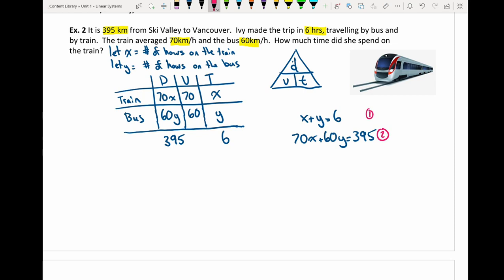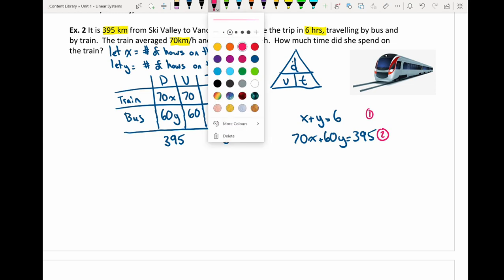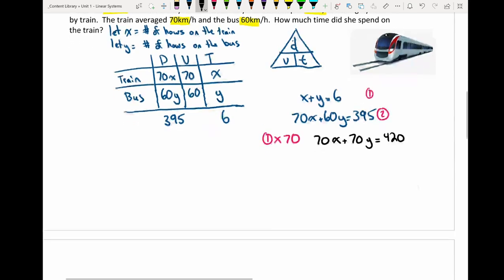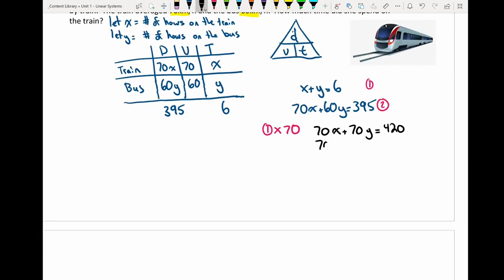So if I'm going to solve by elimination, I can see that the coefficients in front of the variables are not the same. So I need to pick one and change it. I'm going to change equation 1 because I can easily multiply that entire equation by a value to get one of the coefficients the same. In this case, I'm going to take equation 1 and multiply it by 70 so that I get 70x plus 70y equals 420. And then my second equation, 70x plus 60y equals 395.